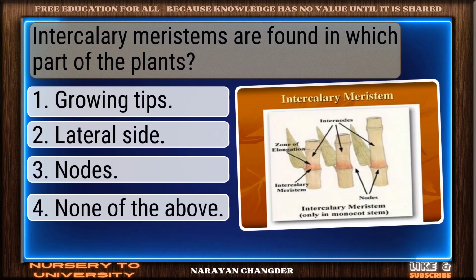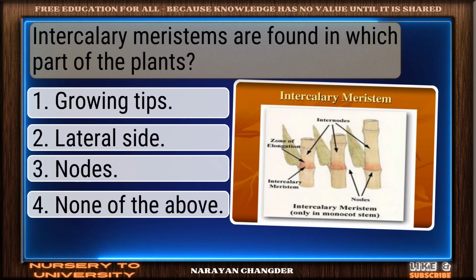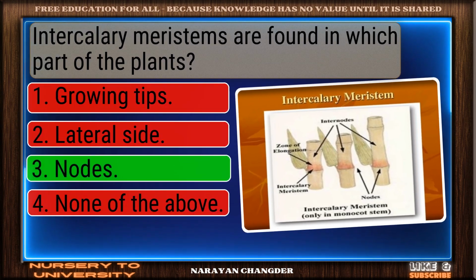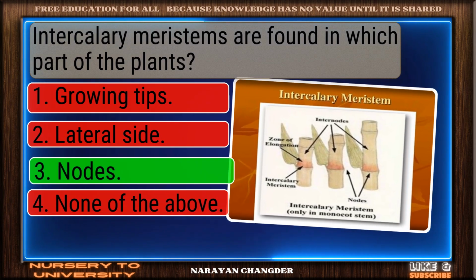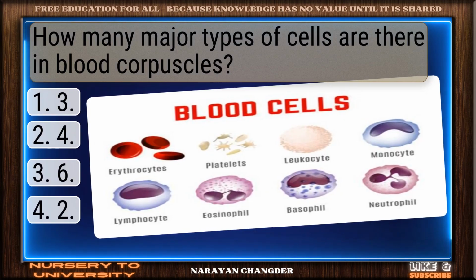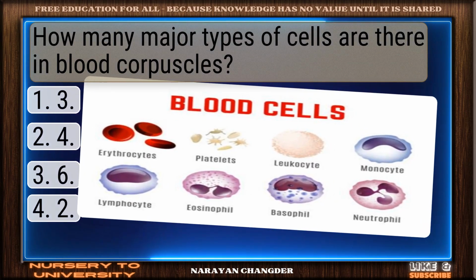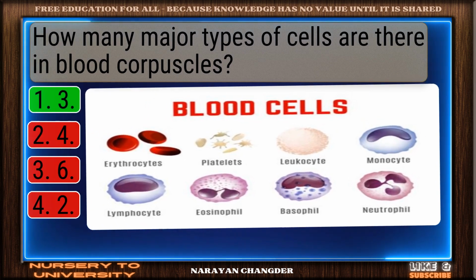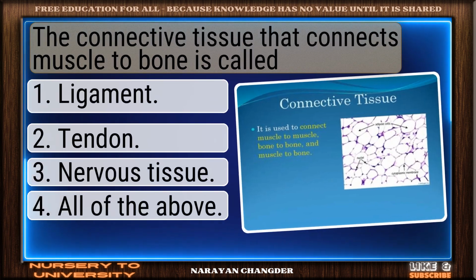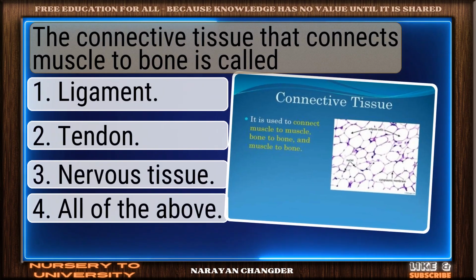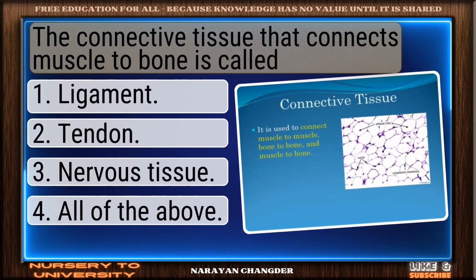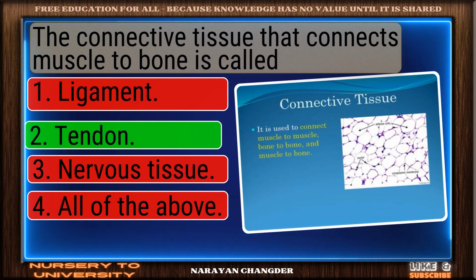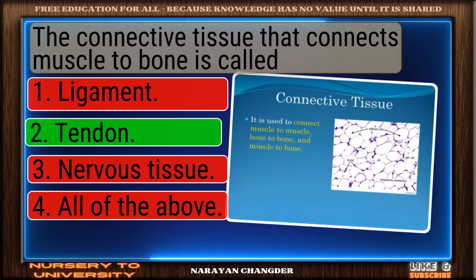Question number 48. Intercalary meristems are found in which part of the plants? Excellent choice. Nodes is the right answer. Question number 49. How many major types of cells are there in blood corpuscles? Nice work. You chose 3 and it is correct. Question number 50. The connective tissue that connects muscle to bone is called? You're right. Tendon is the correct answer.